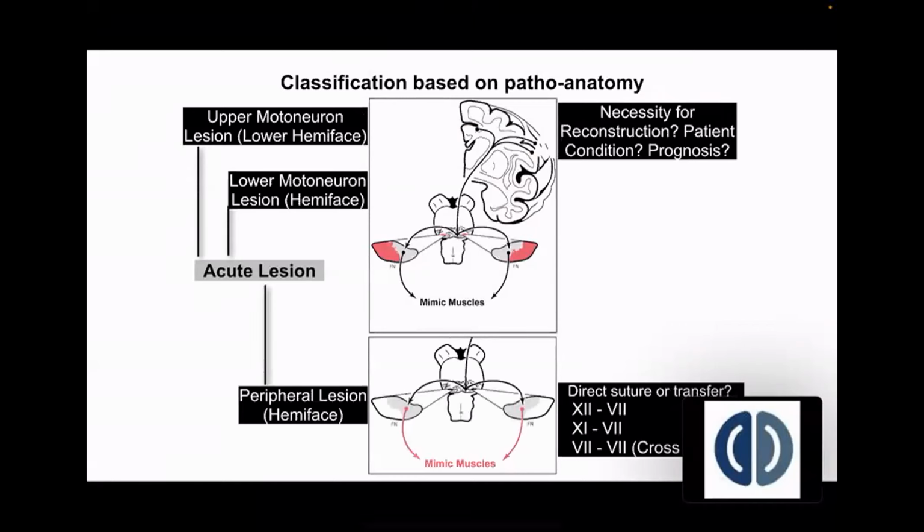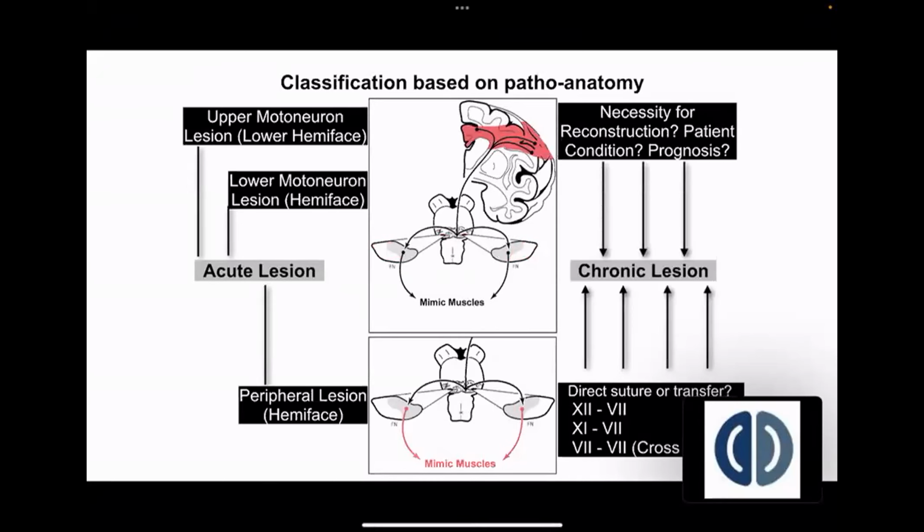Peripheral nerve lesion leads to hemifacial palsy, and there we can discuss the different types of nerve reconstruction, either a direct suture in case of, for example, a traumatic injury, or sometimes dog bites or knife or stab injuries, or injury with glass shreds, and so on. And there are also possibilities of nerve transfer, which we have been discussing today. So irrespective of whether we perform a reconstruction or not, all these can become chronic lesions.